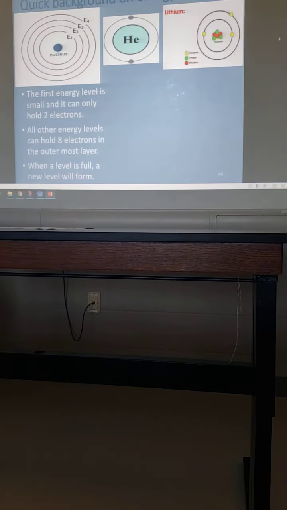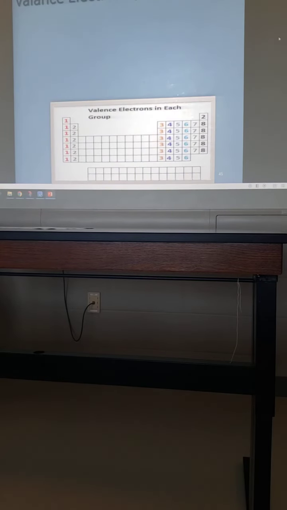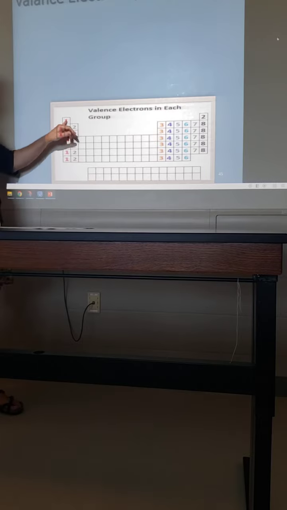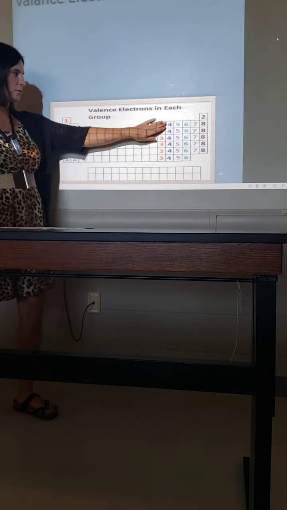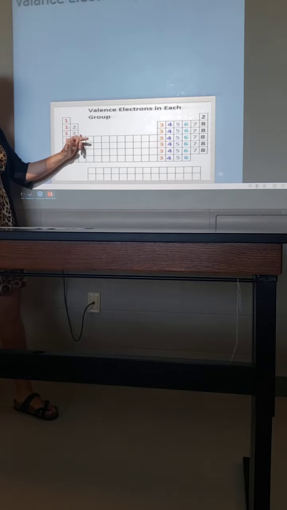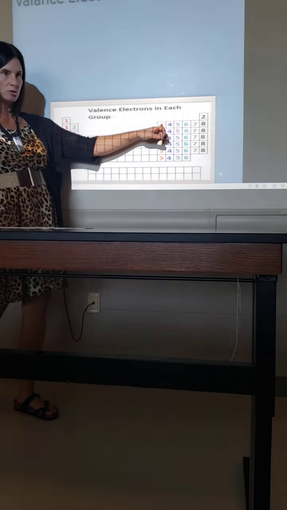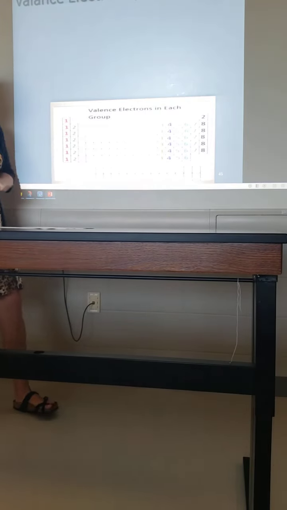I'm going to just double check, make sure there isn't anything else I want to rehash with you. So again, notice 1, 2, skip all these, 3, 4, 5, 6, 7, 8. But this would still be valence, this would just be regular group 3, regular group 4, regular group 5. But this becomes valence group 3, 4, 5.